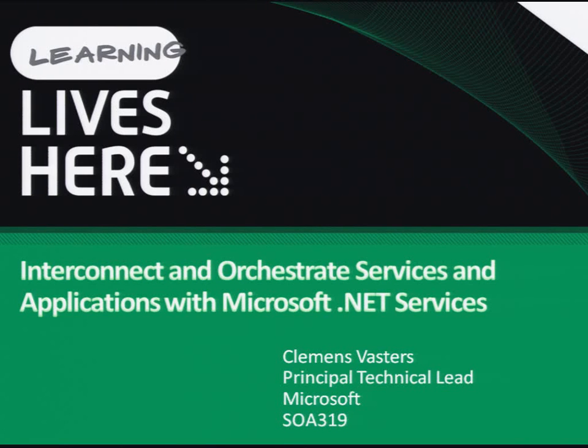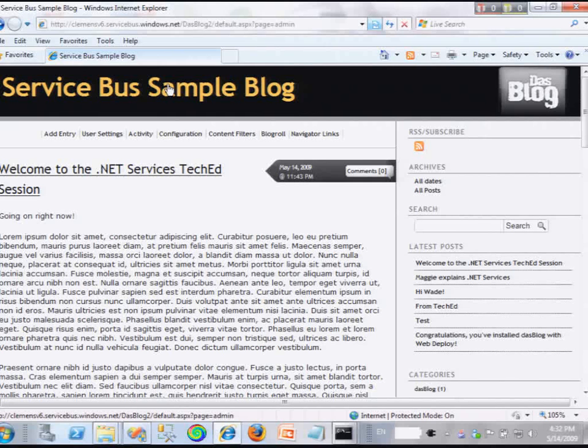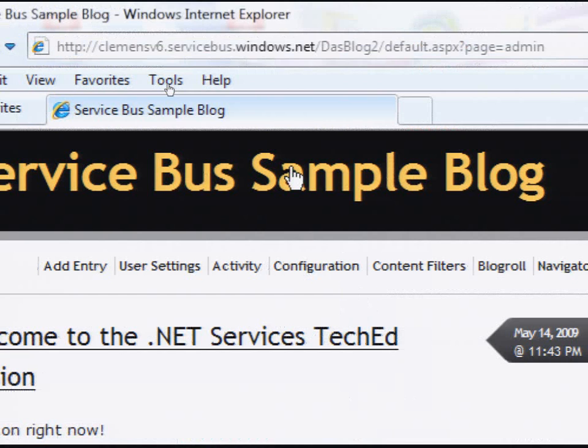If you are quick at remembering things, I will now point you at a little URI, and that will likely not work if you're listening to this on the recording, because that's something I'm doing live here. clementsv6.servicebus.windows.net, that's my scope on the .NET Service Bus. And there I have a subname, dasblog2. If you hit this from your internet-enabled phone or PC, right now from within this room, you will get this page. That's semi-exciting.